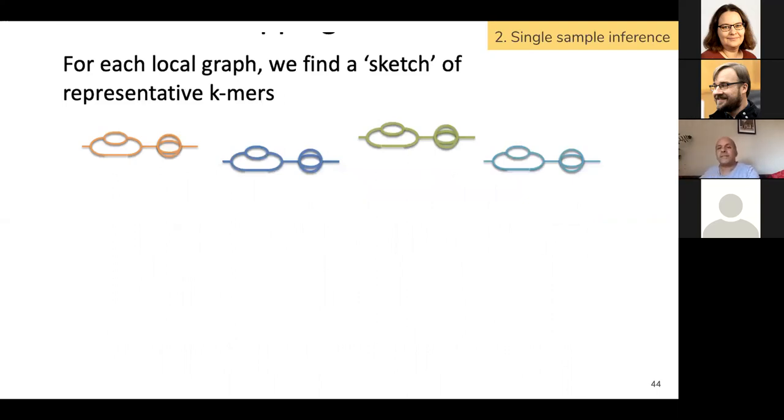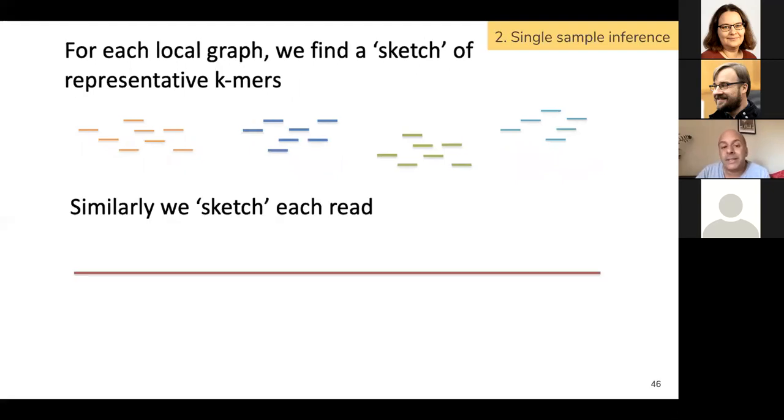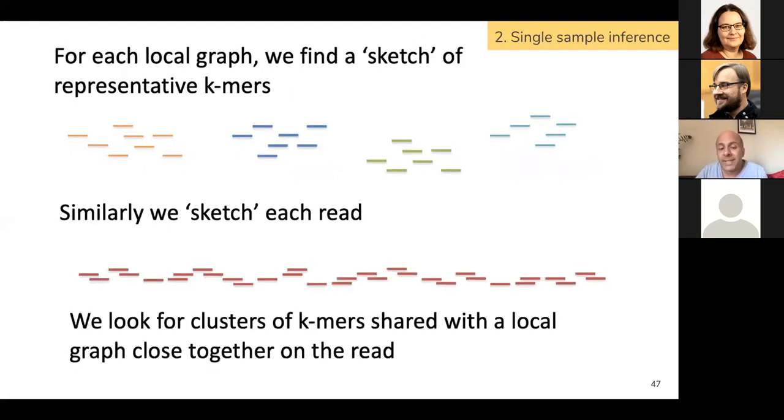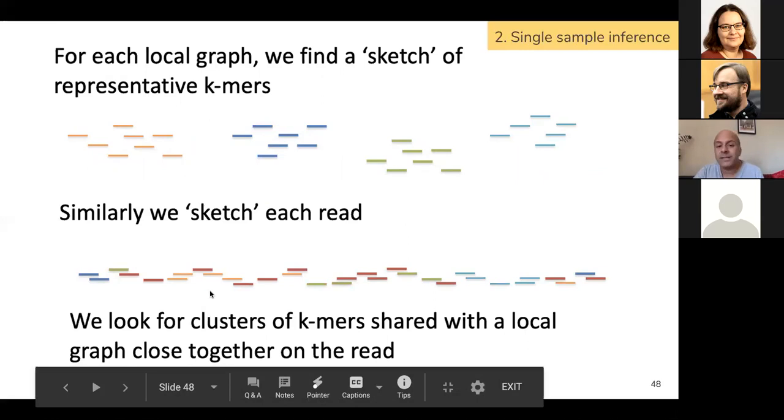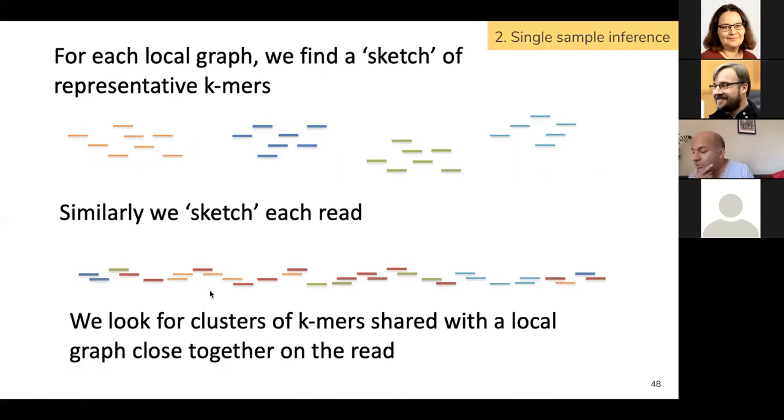So what I've got there is 4 cartoon local graphs. They're different genes, with known variation in them. I sketch them into their k-mers. I take a read, sketch that into its minimizers, and then I look for clusters of shared minimizers between the local graphs and the read. So for example, I've got some red k-mers that are errors. I want this to work for both Nanopore and Illumina, so I've got to be braced for errors.